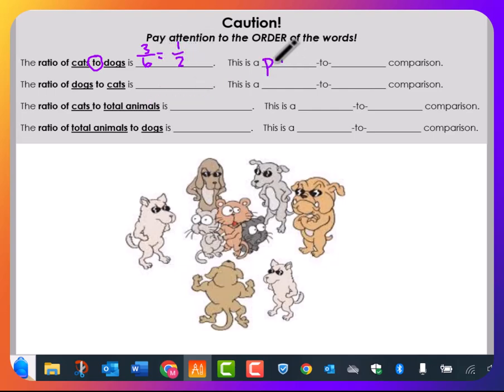This is what we call a part-to-part comparison. We have a group of animals. We're comparing the cat parts to the dog parts. It's a part to part.